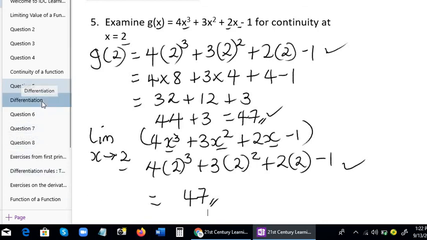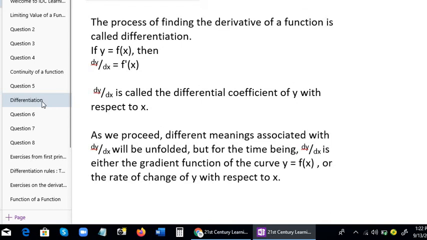Okay, this will bring us to differentiation. When we talk about differentiation, I know what comes to your mind might be the process of finding the derivative of a function. If that is what you are thinking, then you are correct. Differentiation simply means the process of finding the derivative of a function.